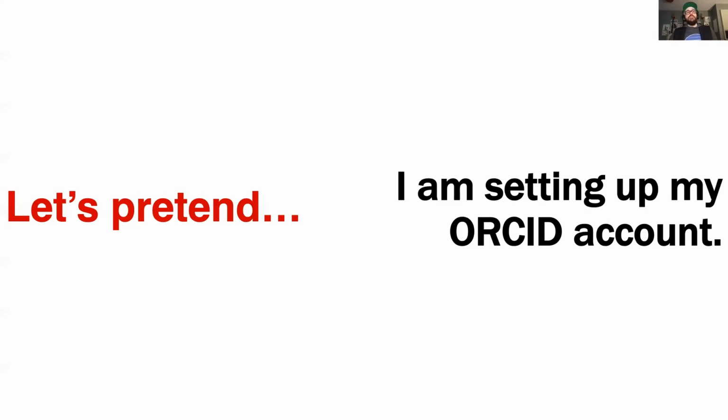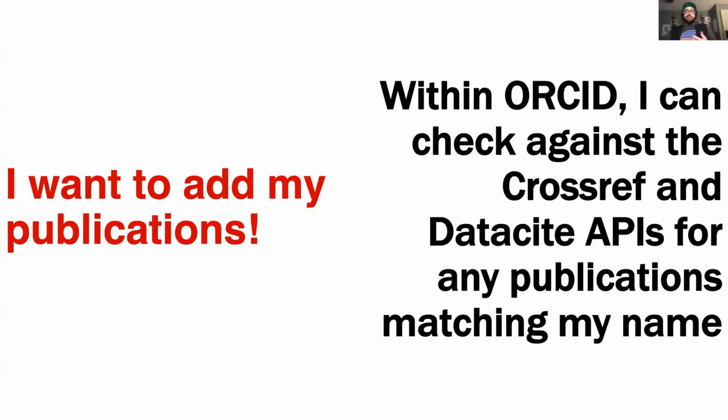So I'm going to go through a couple examples of how persistent identifiers end up getting used. And one is very Canadian. I'll try to maybe translate it. We'll see how well that goes. So let's pretend, for example, I'm setting up my ORCID account as a researcher. I want to add my publications to ORCID. Within ORCID, I can check against the Crossref and DataCite APIs for any publications matching my name. It's as easy as adding a publication, selecting Crossref or DataCite, searching my name in their API, and it'll pull up anything I've ever published that matches my name. And then I have to select the ones that I want.